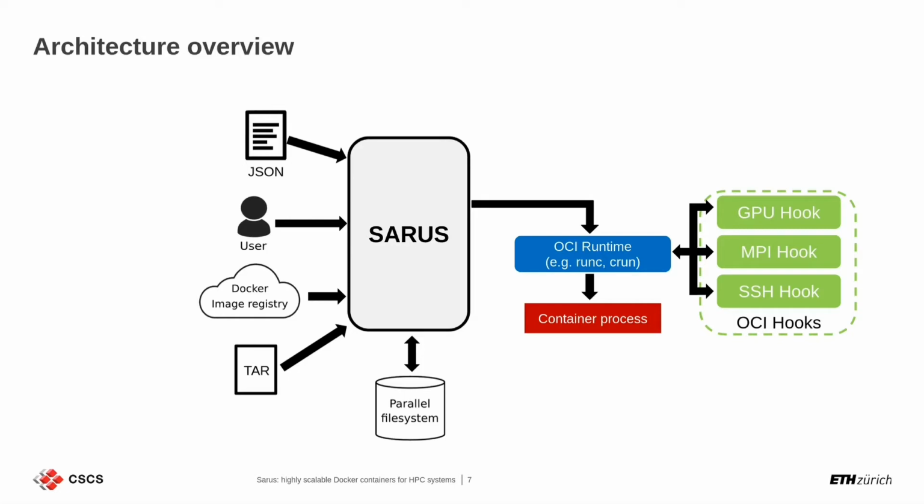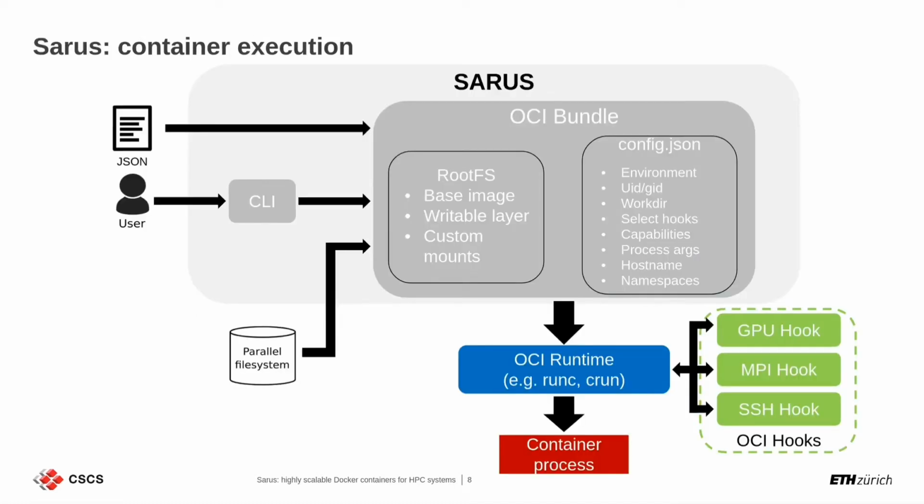This way, an upstream third-party runtime adopting the same standards can be used to deal with the nitty-gritty parts of spawning a container, while Sarus takes care of the HPC-specific aspects. Sarus currently uses runC as a runtime, a reference implementation which is also at the heart of Docker. More specifically, when tasked with the execution of a container, Sarus's main responsibility is to assemble a bundle, composed of a directory housing the container's root file system, or rootfs, and a JSON configuration file, which defines the details about how the container should be created. The bundle is then handed over to the OCI runtime, which in turn generates the container.